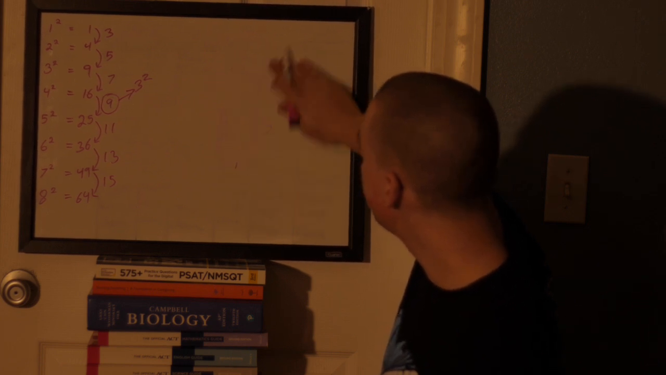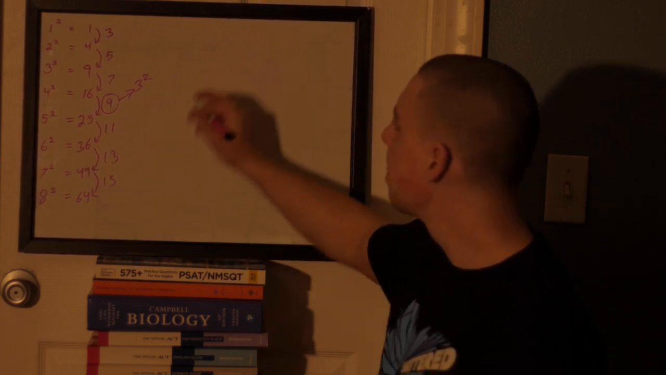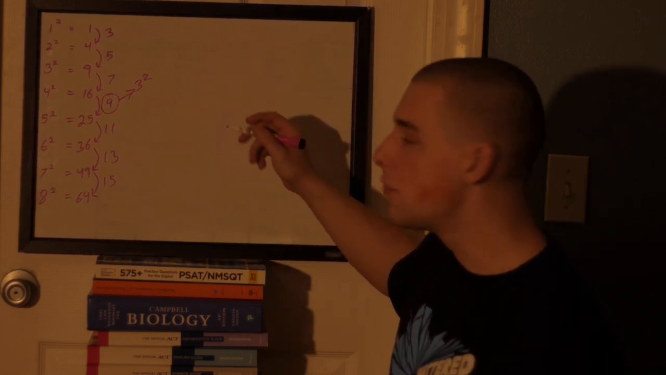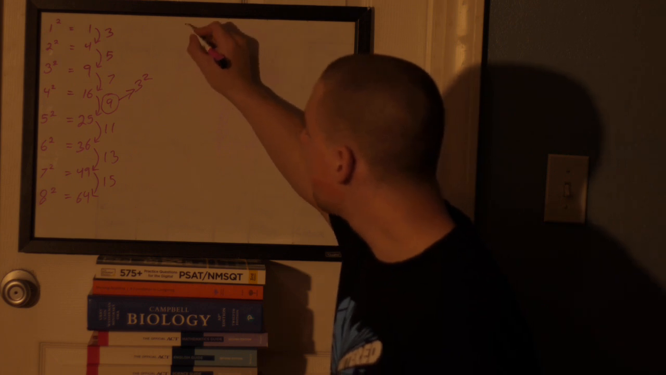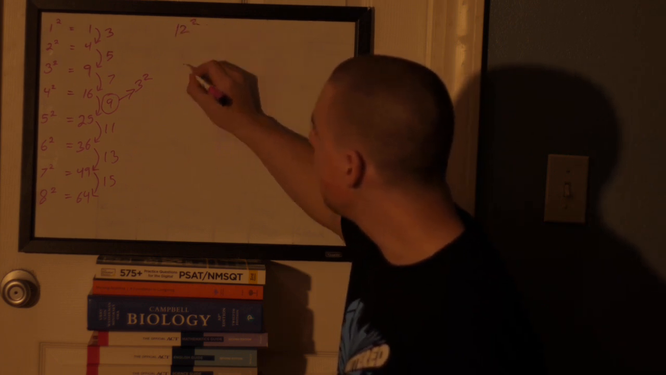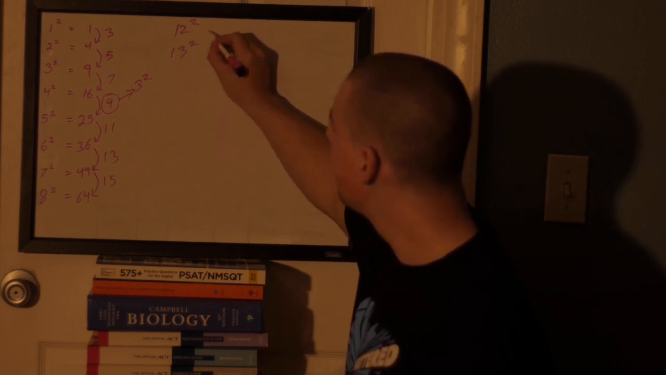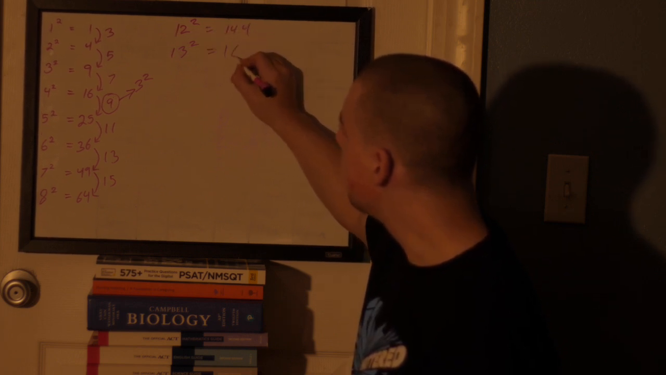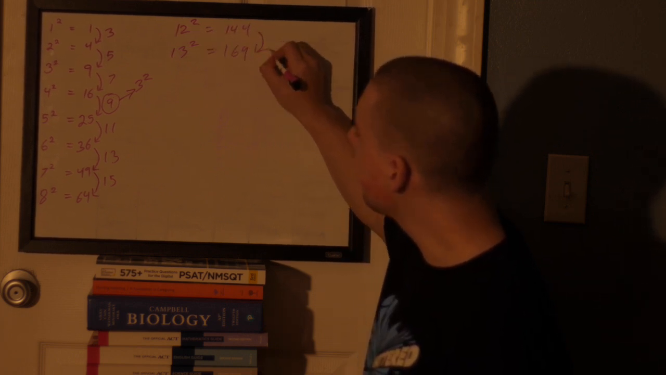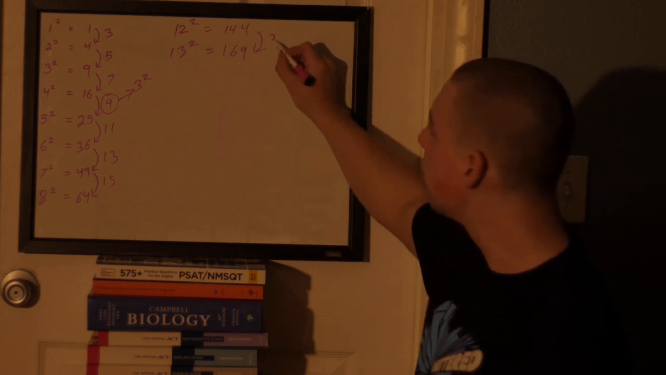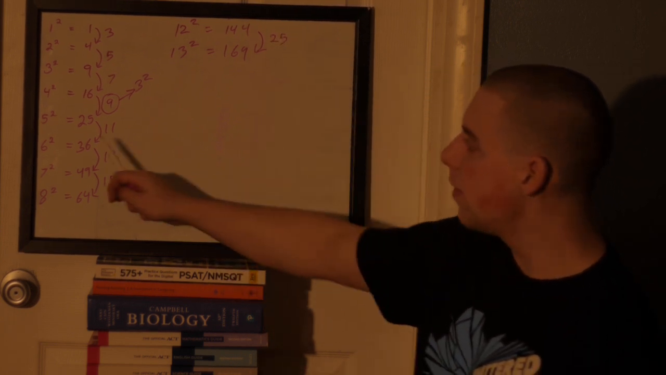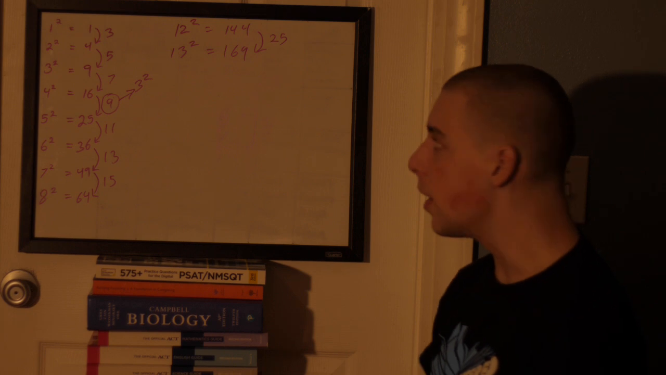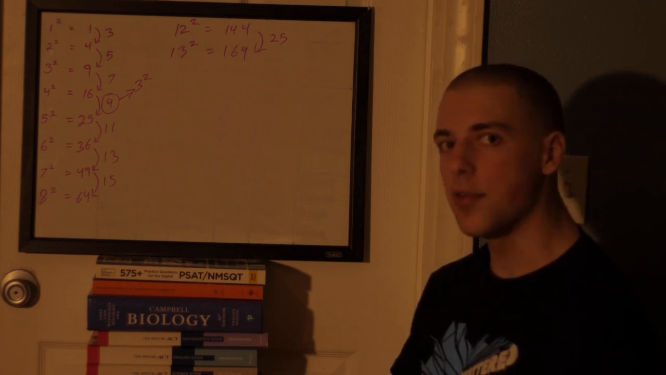So if we have, what's our next one? 5, 12, 13? If we have the difference of 12 squared and 13 squared, 144 and 169, we'll notice that the difference between these two numbers is 25. 25 looks familiar, right? It's 5 squared. That's where 5, 12, 13 comes from.